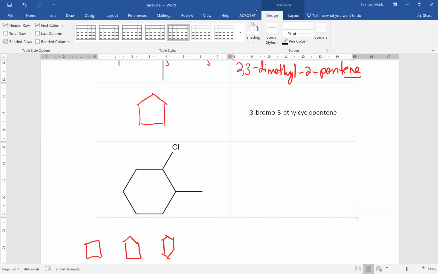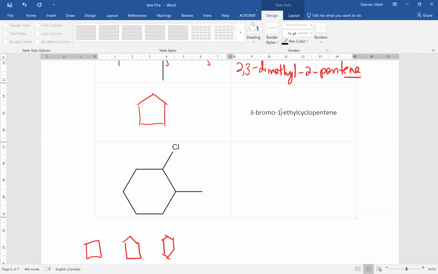3-bromo. This kind of does have a typo in it, but I'll go with it. When I gave this test, in the fall of 2019, there was a little typo here. Let's fix that. Remember, when we start with chains, we always start with our double bond at number 1. So 3-bromo, 1-ethyl cyclopentene. This was my first time teaching it, so there were a few mistakes. I think your test will be a lot better.